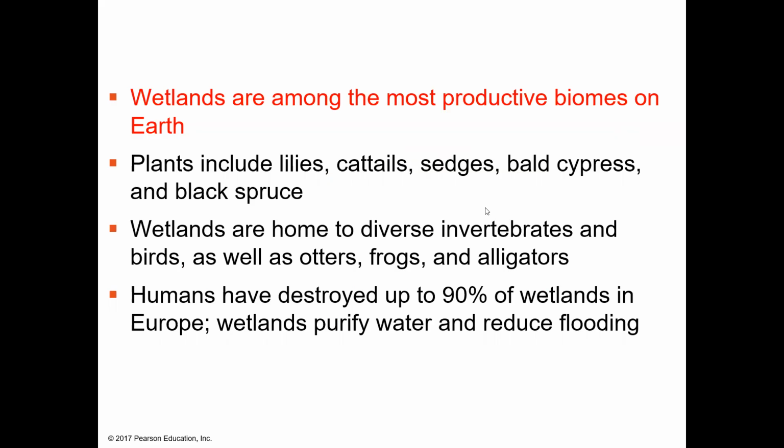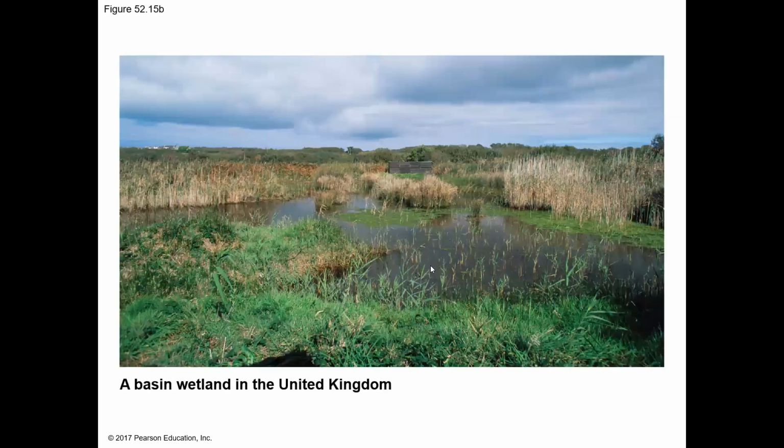Often when we think of fish, reptiles, amphibians that live in those areas, they're very good locations to lay eggs, because the animals can lay the eggs, or the fish can lay the eggs, amongst the plants that live on the edges of the wetlands. Here's an example, basin wetland in the United Kingdom.